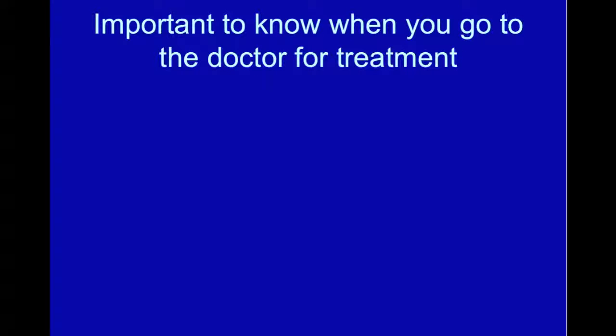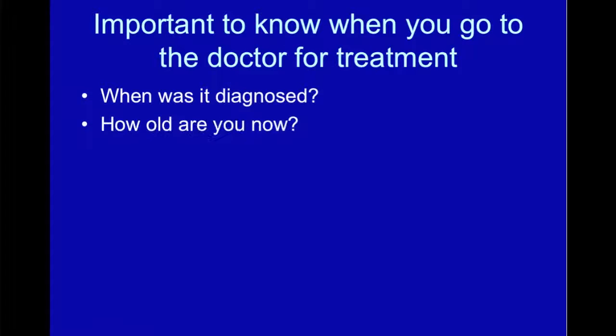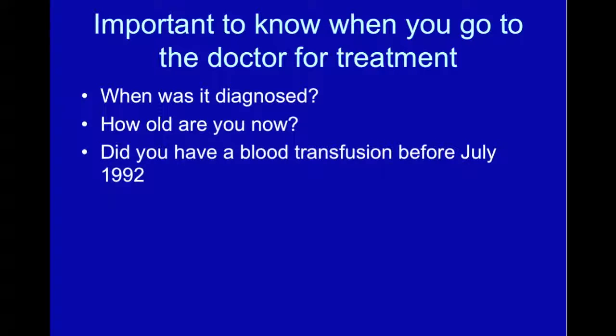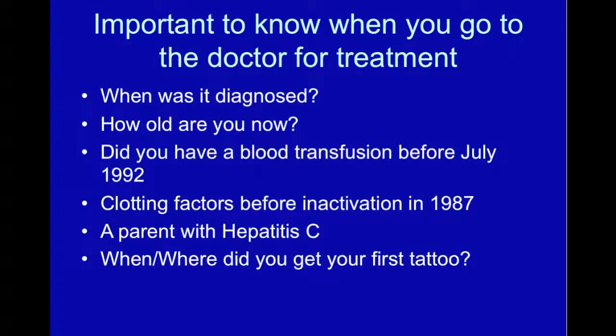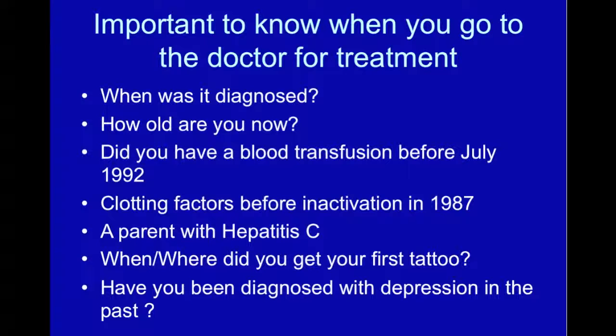Okay, we're going to list some of the important things to know whenever you go to your doctor for the first appointment. Those will include: when was it diagnosed? How old are you now? Did you have a blood transfusion before July of 1992? Clotting factors before inactivation in 1987? A parent with hepatitis C? When and where did you get your first tattoo? And have you been diagnosed with depression in the past? And we'll talk about the reasons that those things are important to know when you go in to see the doctor for your first visit.